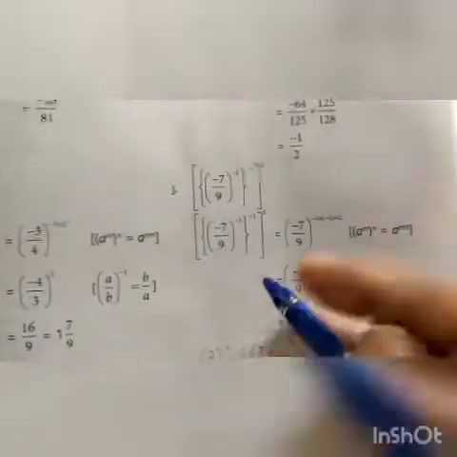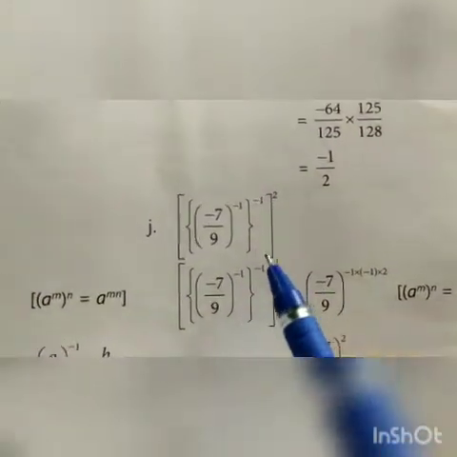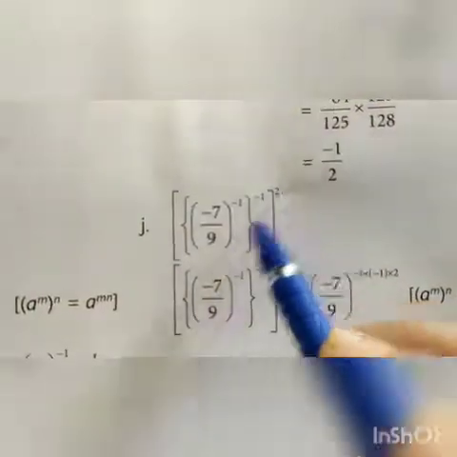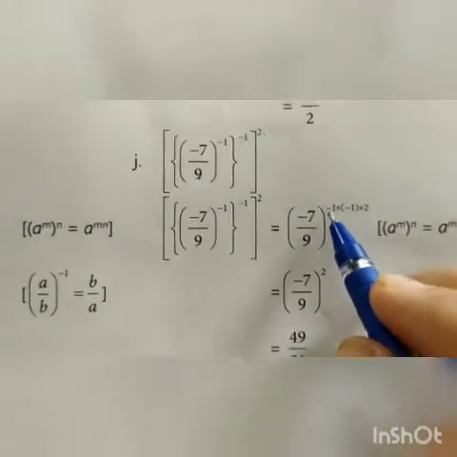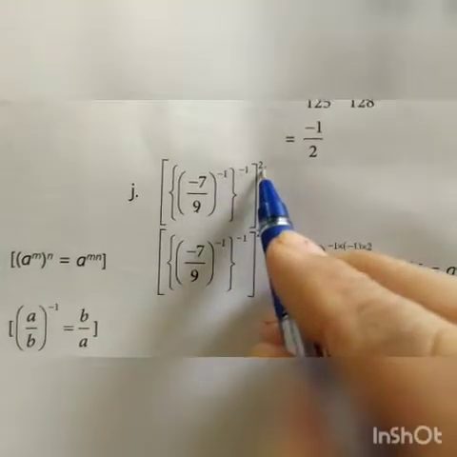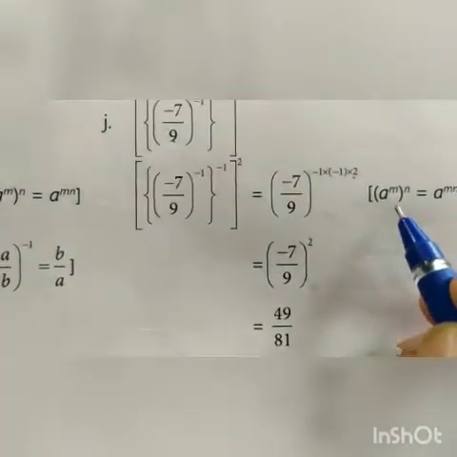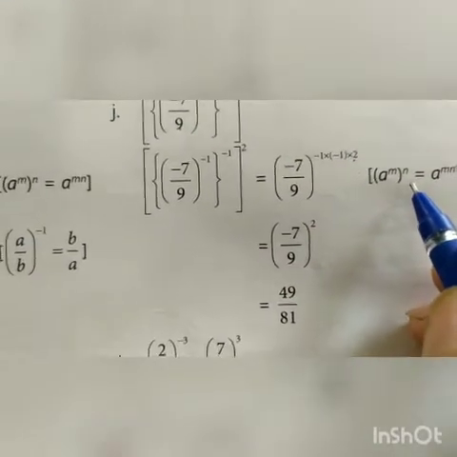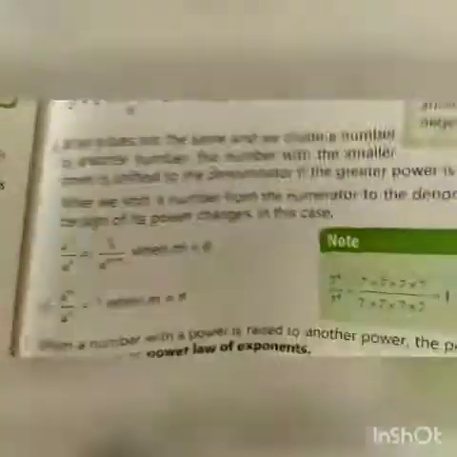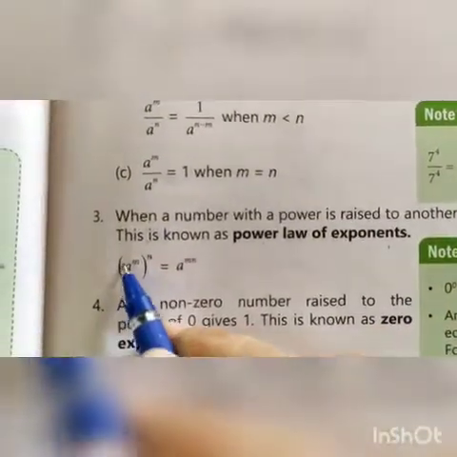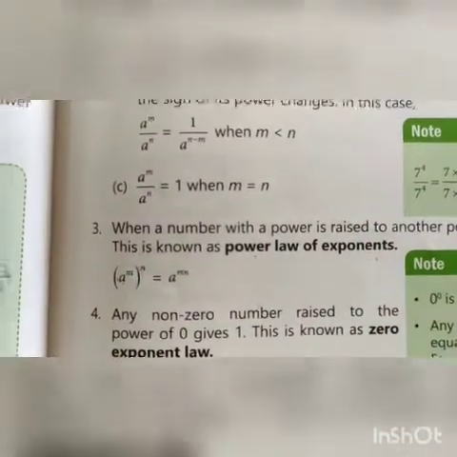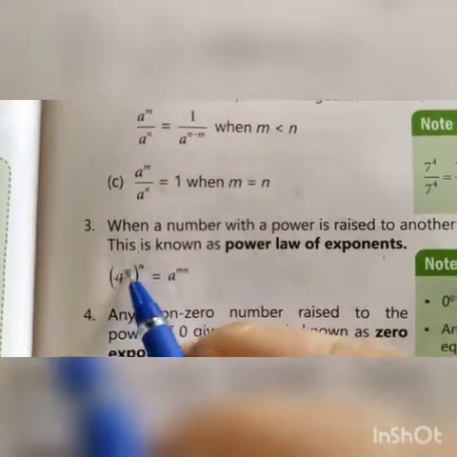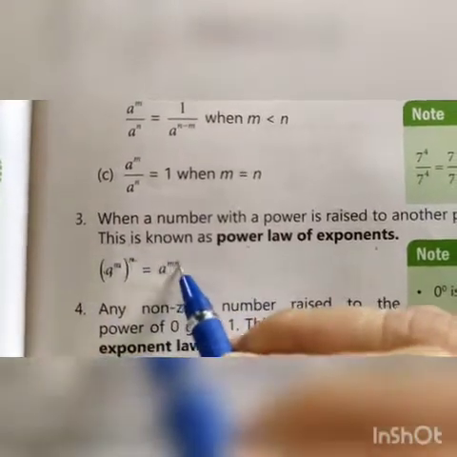See example J here. In this example, there are 3 powers on a single number. So what have we done? We have multiplied all these 3 powers using which law? This one law, the power law, which I told you in the first question. This is the power law of exponent. A power m whole power n is equal to a power mn. Here also a single base a carries 2 powers, double power, then we have multiplied these powers.